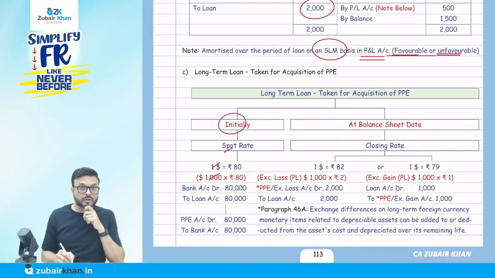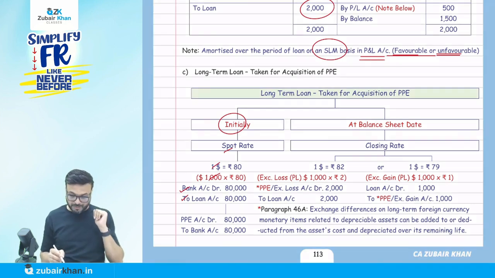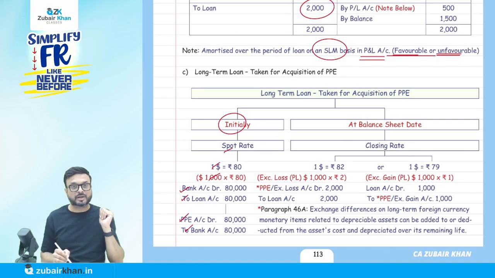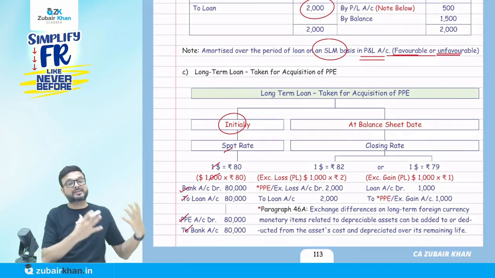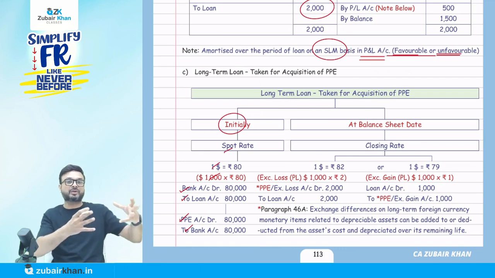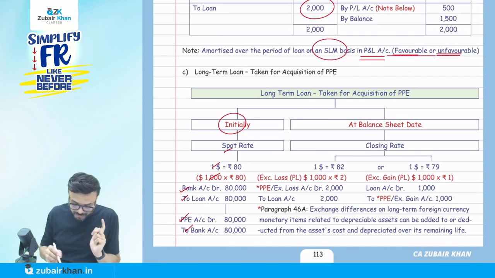First of all, I took a loan, so bank account should be debited and loan account will be credited here. But then I purchase the PP, then PP account will be debited and bank account will be credited. We took a loan from the foreign bank to purchase the PP. We took a loan of 80,000 rupees and then we purchased the PP here. Now, loan is a monetary item.